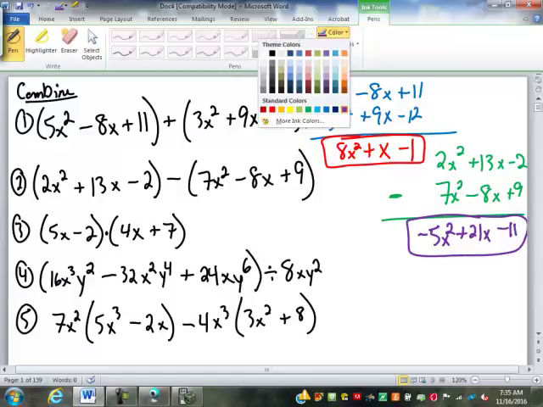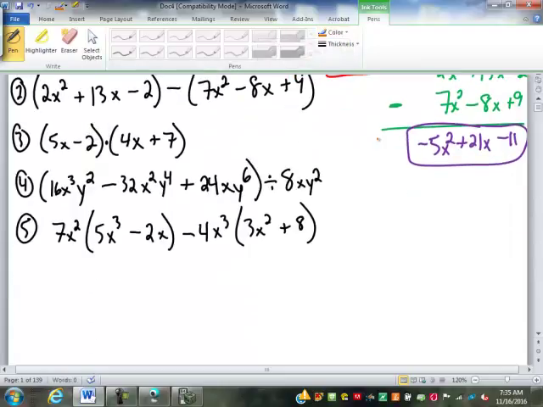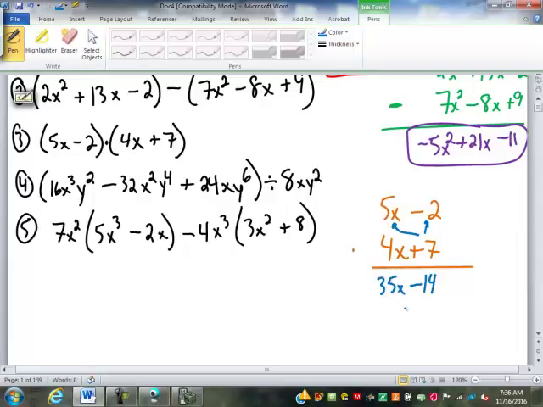Okay. So now for the third one, we're switching over to multiplication. Remember, you had that FOIL shortcut, and if you know that and you like it, you feel free to use it. I'm going to multiply it out the long way here. 7 times negative 2 is negative 14. 7 times 5x, 35x.